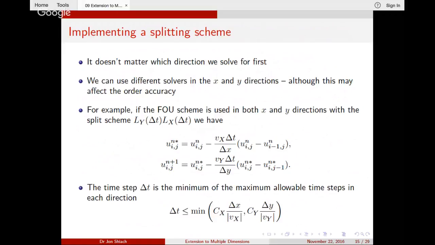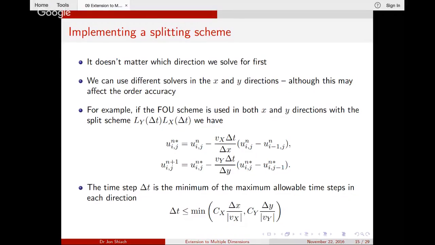Once you've done that, you then have to march forward one time step. Because we've got two 1D schemes, your maximum allowable time step must be the smaller of the separate time steps. So if you use a first order upwind scheme, you'd have delta x over the velocity in the x direction, or delta y over the velocity in the y direction.